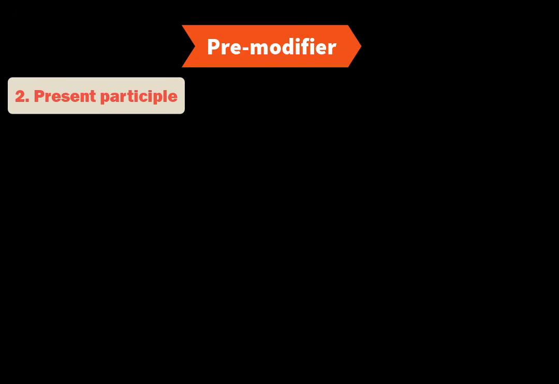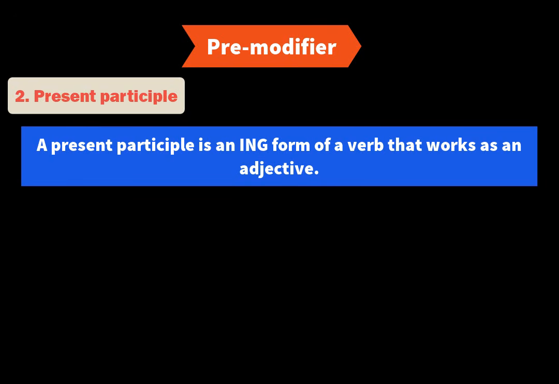Now what is a present participle? Very simple. A present participle is an ing form of a verb, but it does not work as a verb. It works as an adjective. All right. So now we'll have some examples. We'll take one noun and we'll modify the heck out of it. We'll take a noun which is person and we'll modify it.